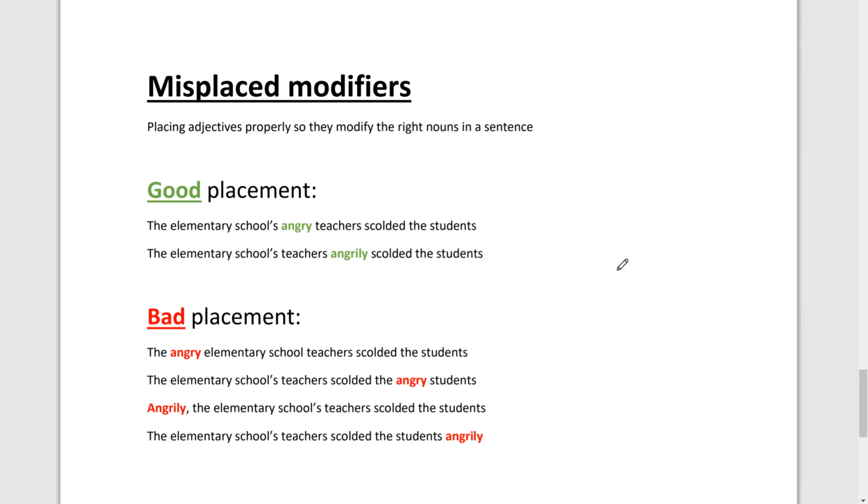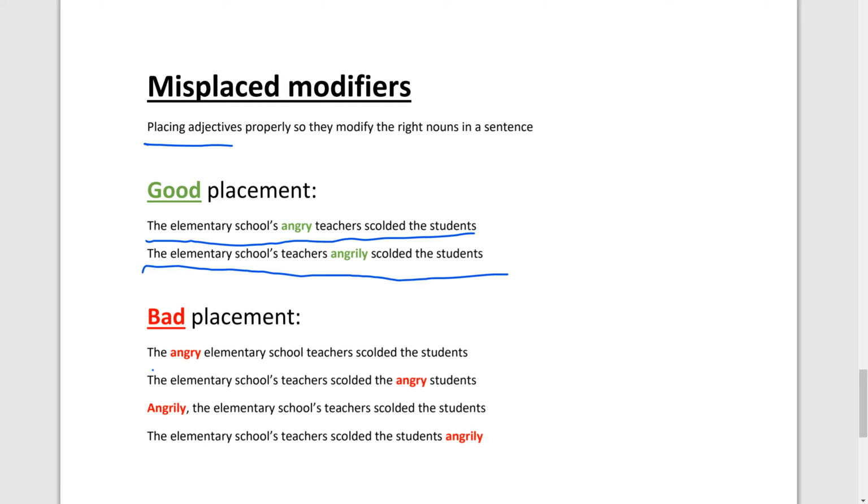Last thing is misplaced modifiers. What the heck is a misplaced modifier? Basically, it's where you put your adjectives in a sentence. So good placement: The elementary school's angry teachers scolded the students. Right? Makes sense. Or you could say the elementary school's teachers angrily scolded the students.